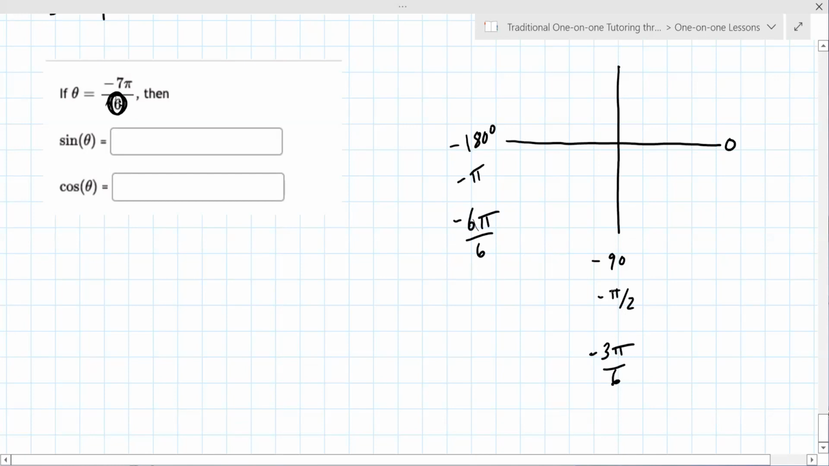Now if we keep going, this is minus 270 degrees, or usually minus 3 pi over 2. But if we use that denominator 6 and multiply the top and bottom by 3, it's minus 9 pi over 6. And now we can actually tell where this minus 7 pi over 6 is, because it's past 6 pi over 6, but it's not quite to minus 9 pi over 6.